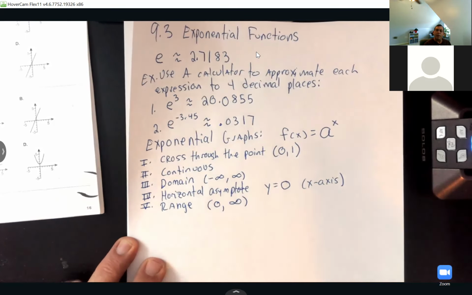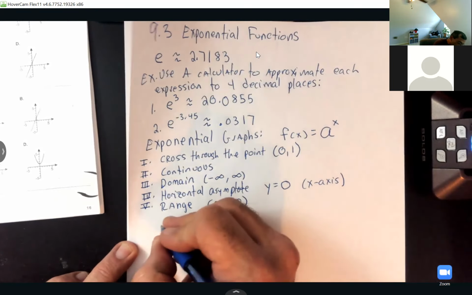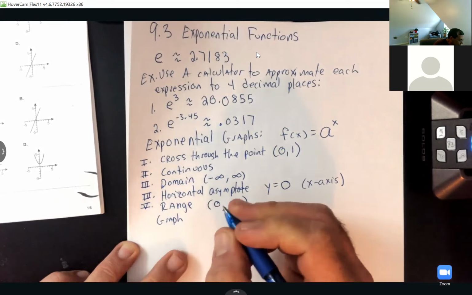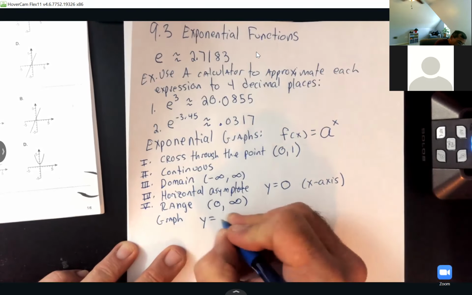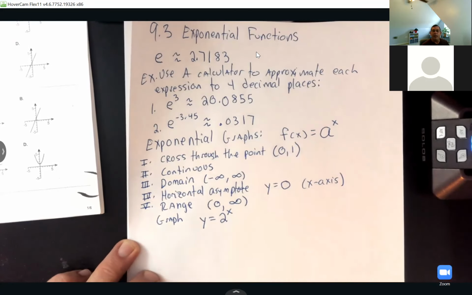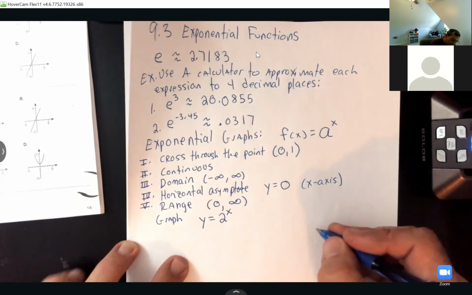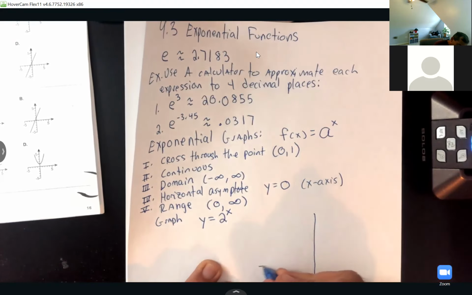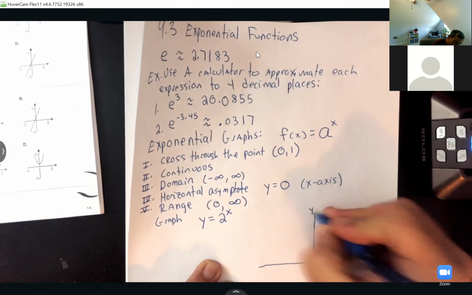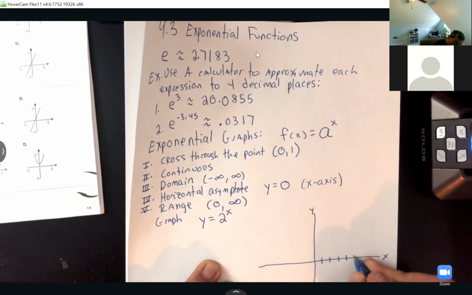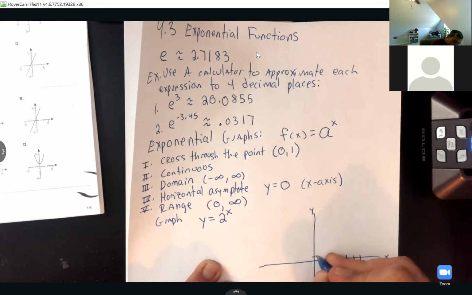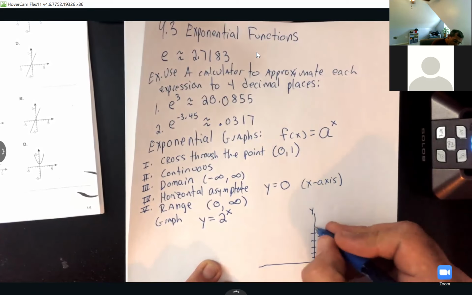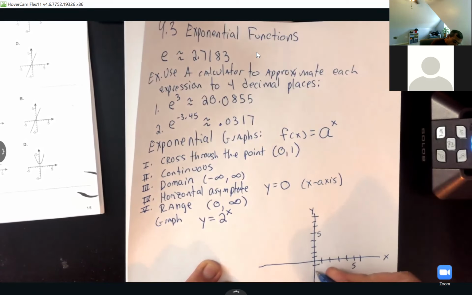All right, y'all, so that's some properties of my exponential graphs. So we're going to graph one of these so that you can see what I'm talking about on this, okay? All right, so we're going to graph y equals 2 to the x. So I'm going to come over here and draw my graph. I'm going to go about 8 on these y's.